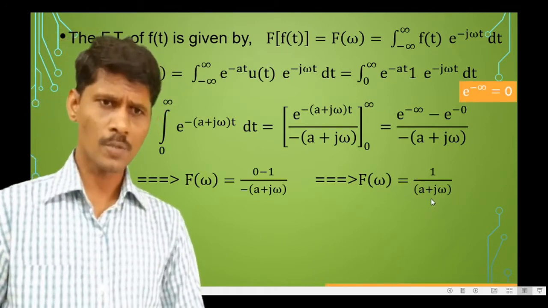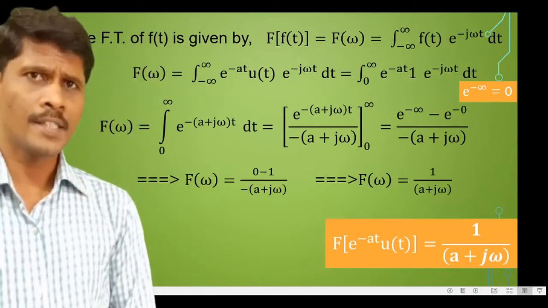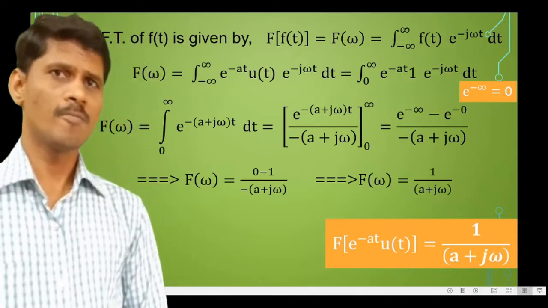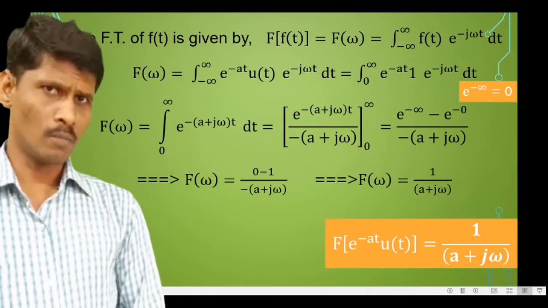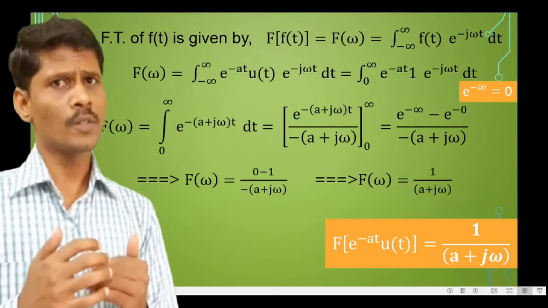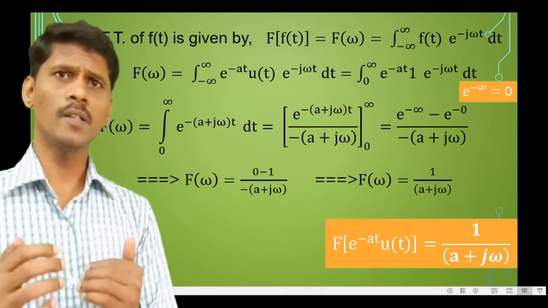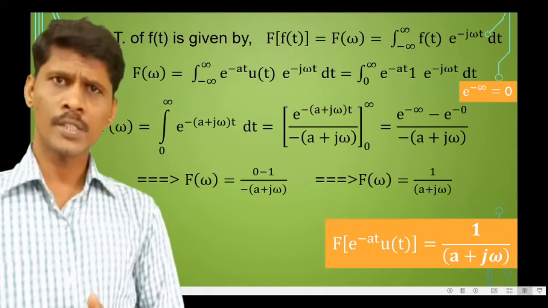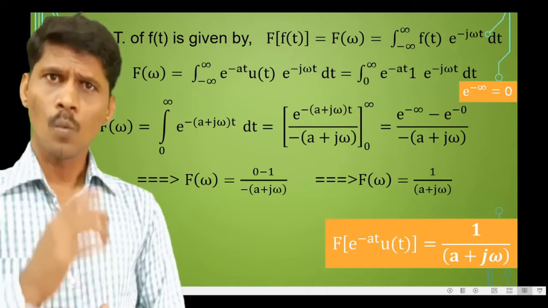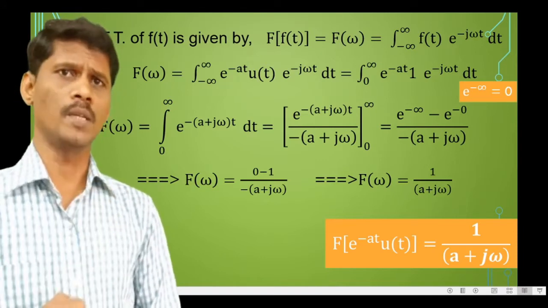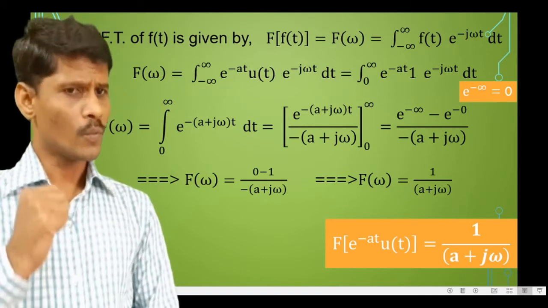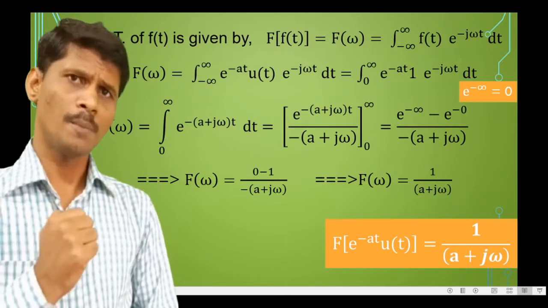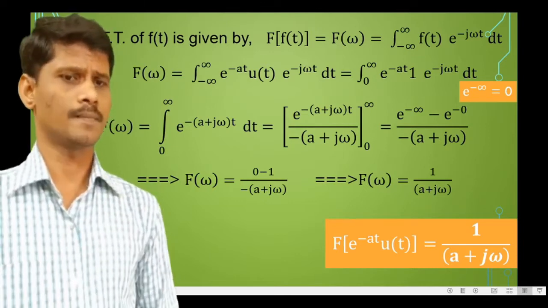The Fourier transform of e power minus at u of t is 1 by a plus j omega. This is a very important expression, so keep in mind this formula. The Fourier transform of e power minus at u of t is 1 by a plus j omega.